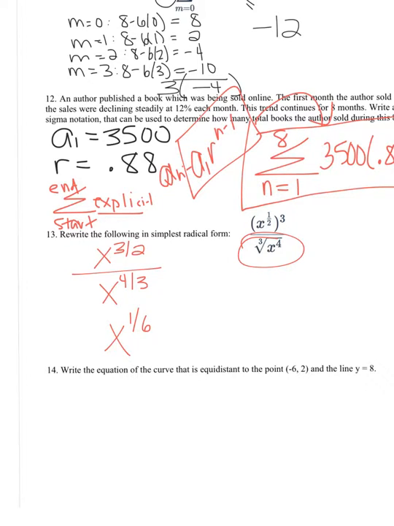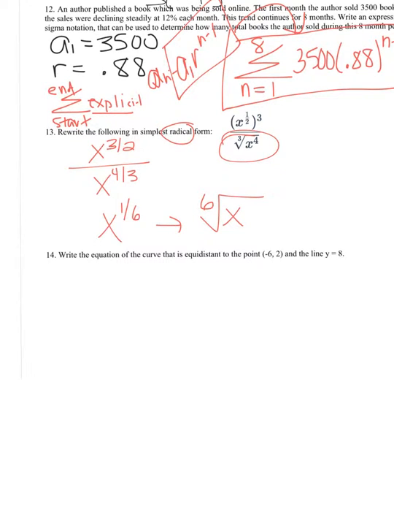Now, this would be okay, except because this says simplest radical form. So your answer has to be a radical. So when I put this into radical form, this is the 6th root of x to the 1st. Now 6 doesn't go into 1 at all, so that's it. There's nothing else that you can do for that.